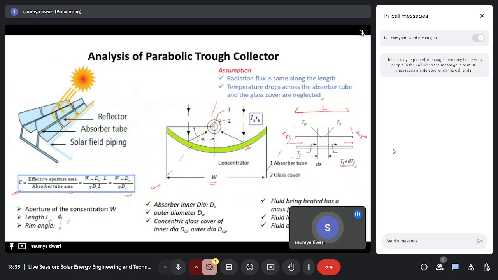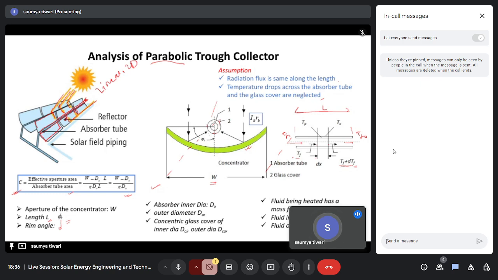Now, analysis of parabolic trough collectors. I will not go into the detail. I'll just summarize the important parameters and the formulas that you need to remember. You can see that this is your parabolic trough collector, and the incoming solar radiation is being concentrated onto a linear absorber tube along the line. That's why it's called a linear or 2D type of concentrator. So the concentration is along a line.